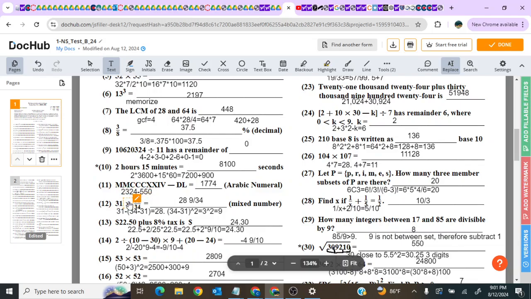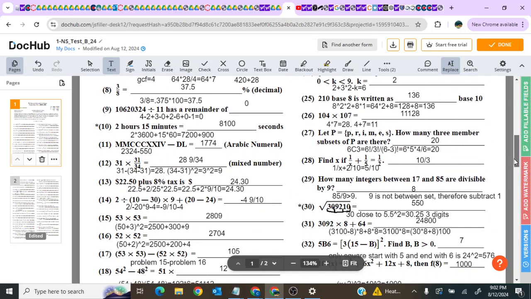31 times 31 over 34. This is your trick with the whole number and the fraction that has the same numerator. So what you do is you figure out the distance between the denominator and the numerator, so 3. You do 31 minus that 3 to get 28. That's going to be your whole number. And then your fraction is going to be the distance squared. So 3 squared is 9 over 34.